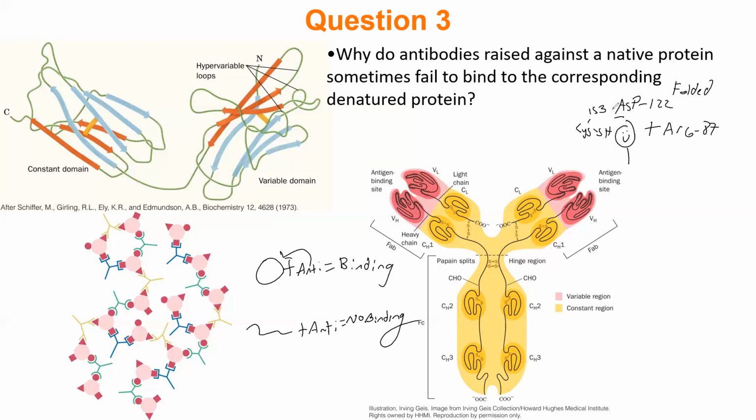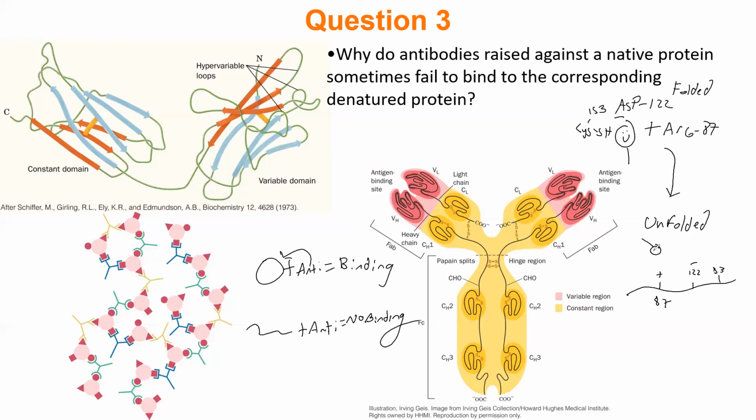But when it's folded, they become close. And so if this protein becomes unfolded, well, let me draw it like that. The arginine would be right here at position 87. The aspartic acid would be over here at like 122. And the cysteine would be over here at 153. You no longer have this pocket.